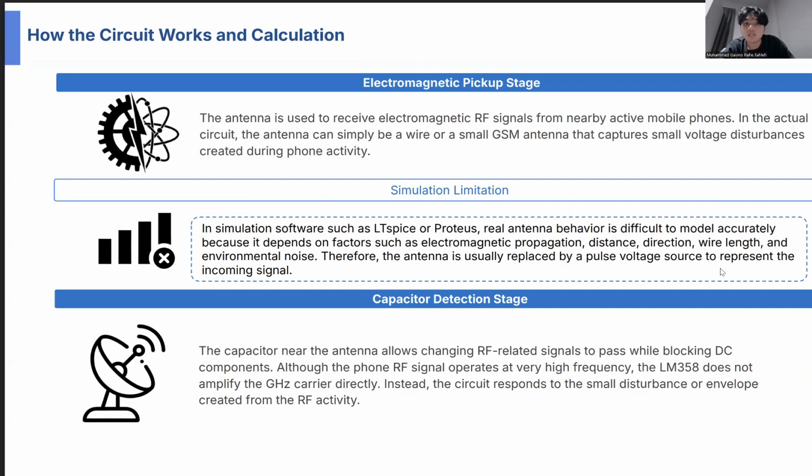Next is the electromagnetic pickup stage. The antenna acts as the RF signal receiver. When a nearby phone becomes active, electromagnetic disturbances are captured by the antenna. In real implementation, even a simple wire can work as an antenna. However, in LTSpice, real electromagnetic propagation cannot be modeled perfectly. Because of that, we replace the antenna with a pulse voltage source to simulate incoming RF disturbance.